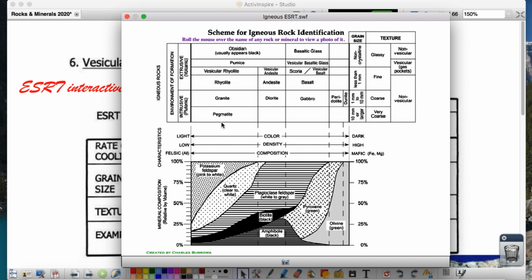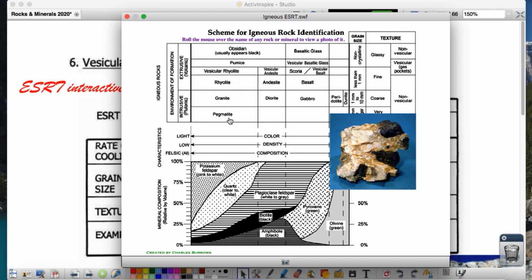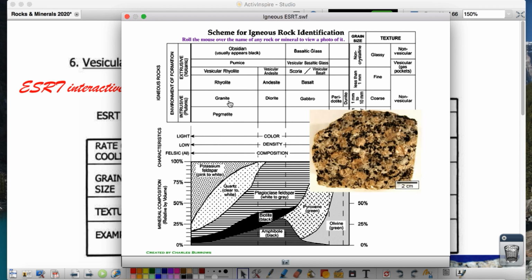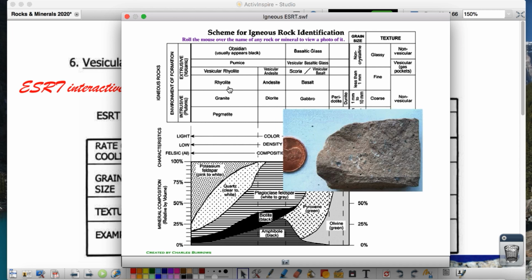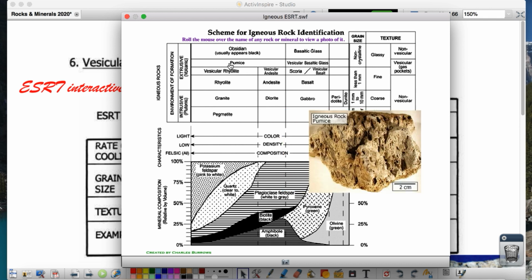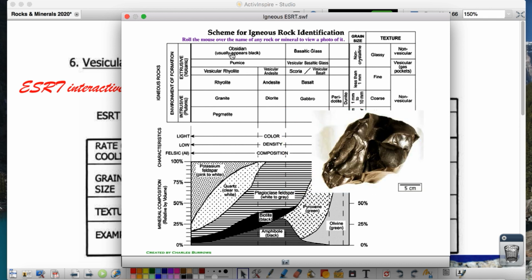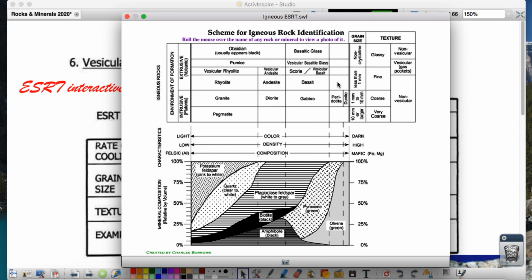Now, here's your pegmatite with the very large crystal grains. Here's your granite with the regular crystal grains between 1 and 10, coarse grain. Here's your fine-grained rhyolite. And here's your pumice, all puffed up with gas because it's vesicular. And here's your obsidian, which is the same mineral size and composition as pumice, but just didn't have the gas.